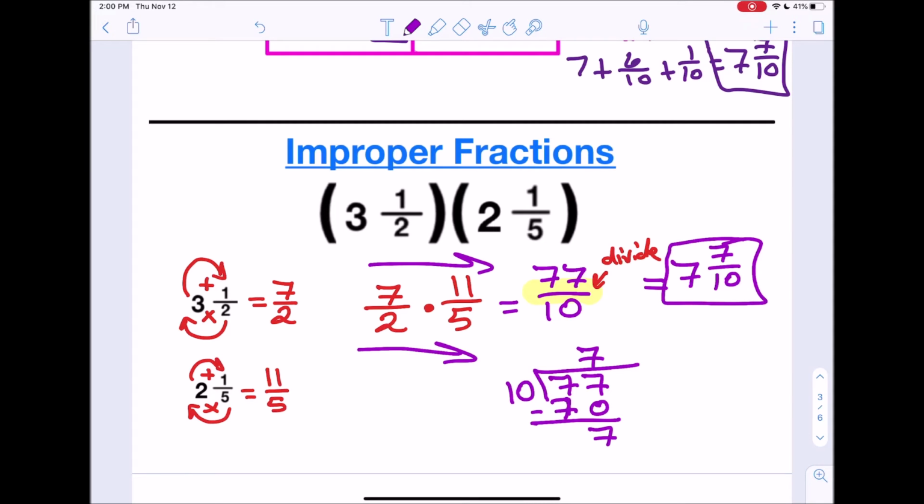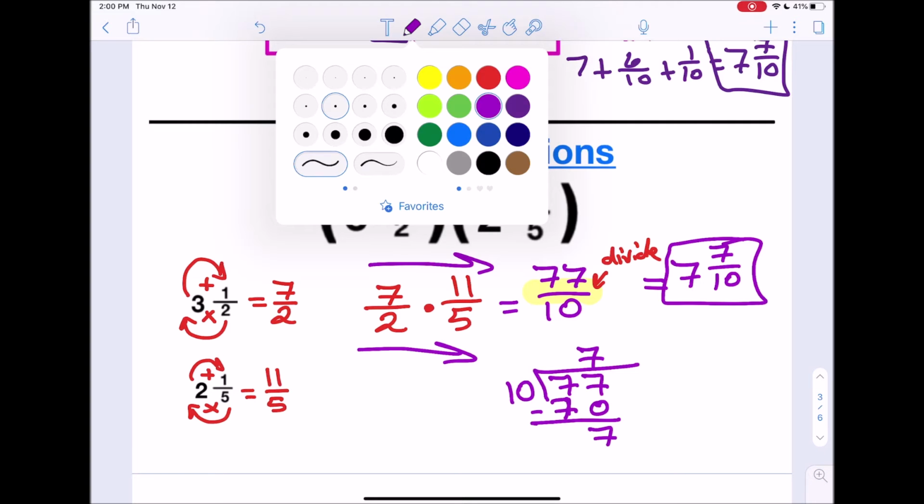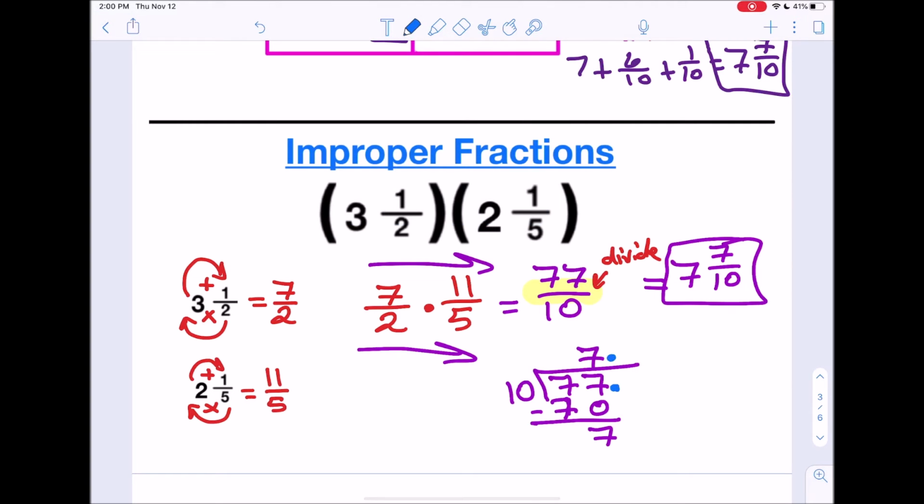Now, I could have kept going with my division. I could have added a decimal to my problem so that I could add a 0 and drop it down, and I would have gotten 10 goes into 70 another 7 times, and my answer would be 7.7. So that would just be the decimal form of this answer, 7.7, which is also correct too. I mean, 7.7 equals 7 and 7/10. Just be careful unless the question's asking specifically for the answer to be a fraction or a mixed number, okay? But other than that, 7.7 is correct as well.